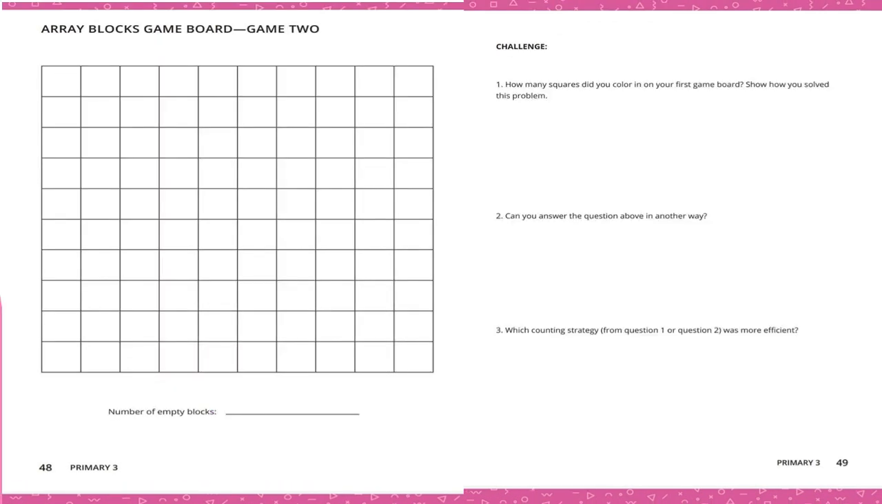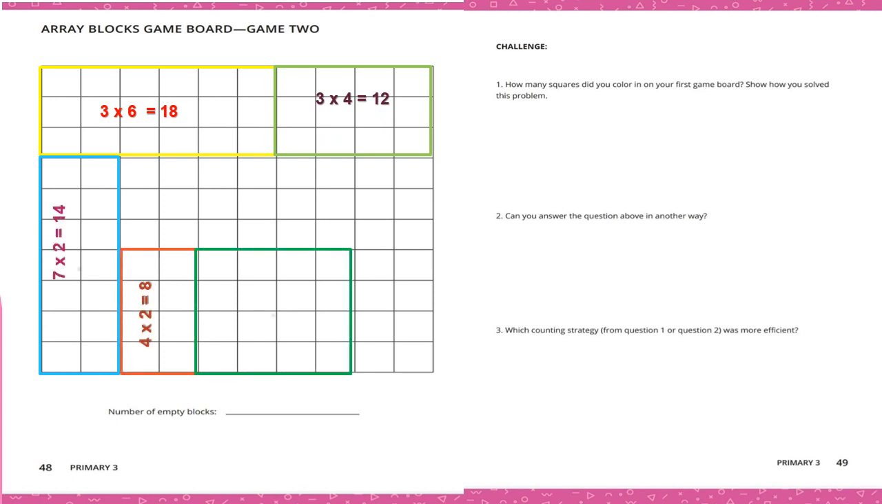Page 48 and 49. Game 2. We will do here as we did in the previous page. We will roll the die twice, the first one for rows and the second for columns. Then we have these arrays. And number of empty blocks is 0.